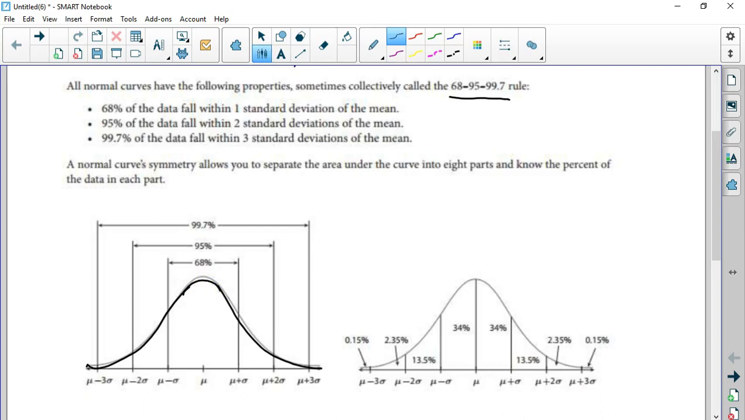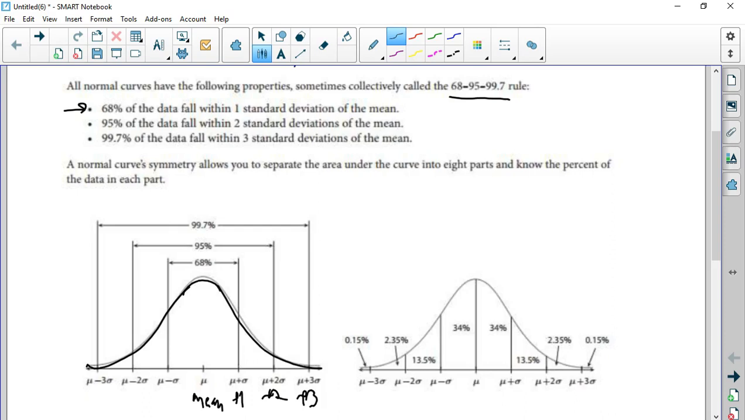Now, what they're talking about here in this part is, here's your mean right here. And these are +1, +2, +3 standard deviations. That symbol here, remember, that funky little symbol means standard deviation. So 68% of the data will fall between +1 and -1. 95% will be between +2 and -2, and 99.7% will fall between +3 and -3.